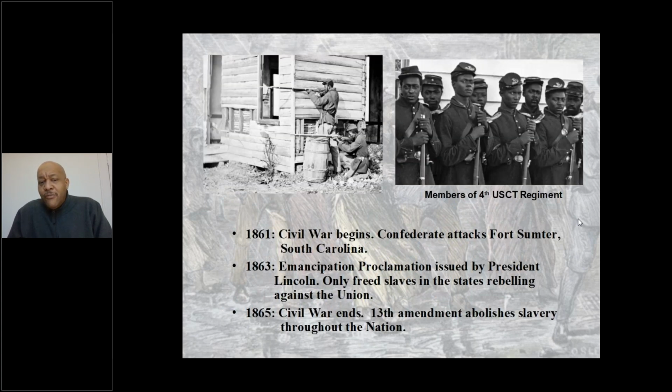We know in 1861, the Civil War begins. The Confederates attack Fort Sumter in South Carolina. We know in 1863, the Emancipation Proclamation was issued by President Lincoln; it only freed the slaves in the states rebelling against the Union. And in 1865, the Civil War ends, and the 13th Amendment abolishes slavery throughout the nation.